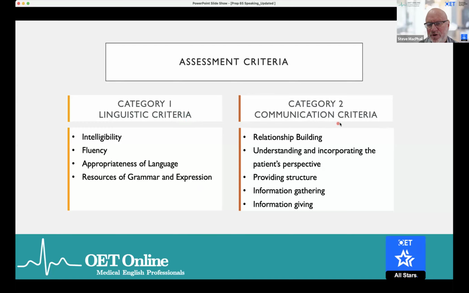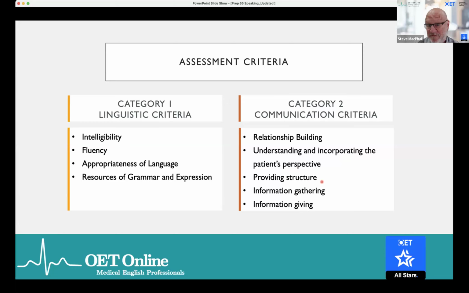However, category 2 is a communication criteria. Now, this is a clinical communication skills, relationship building. Are you able to build a relationship with your patient, build rapport, show empathy, make them feel good, and know that you're supportive? Very important. Understanding and incorporating the patient's perspective. That means active listening, identifying what the patient's individual problems are and providing solutions to those problems. It's not a textbook case, you're talking to a real person.